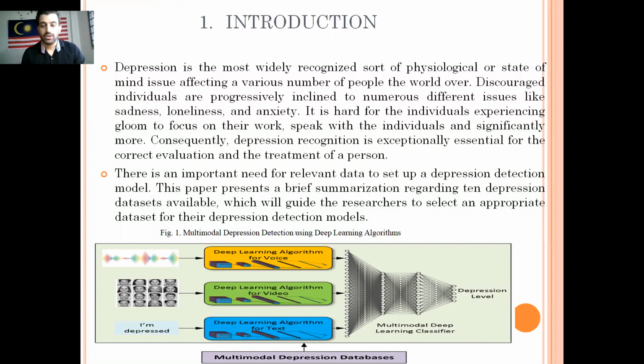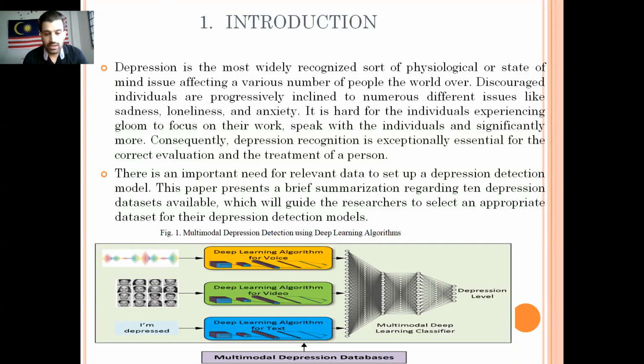In order to make a depression detection model, we need the relevant data. So where can we get this relevant data from? We have a number of depression detection databases available, which we can use in order to make our model. So this paper will guide the researchers to select an appropriate dataset for their depression detection models.